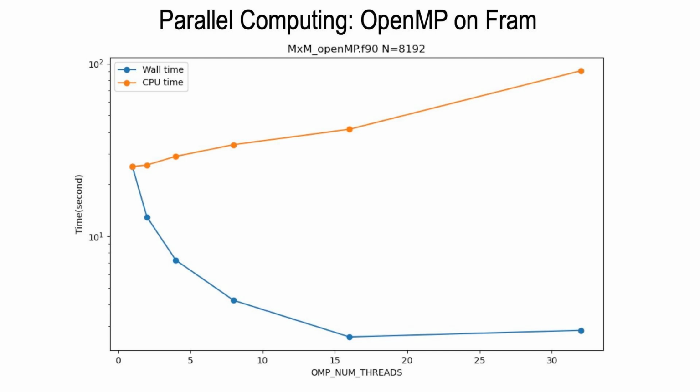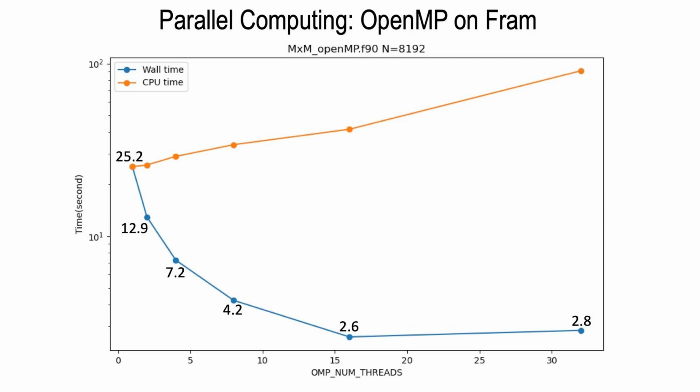By plotting these metrics against the thread count, we gain a clearer understanding of how our program scales in terms of both time efficiency and CPU utilization. Note that we are employing a logarithmic scale on the time axis to improve readability.